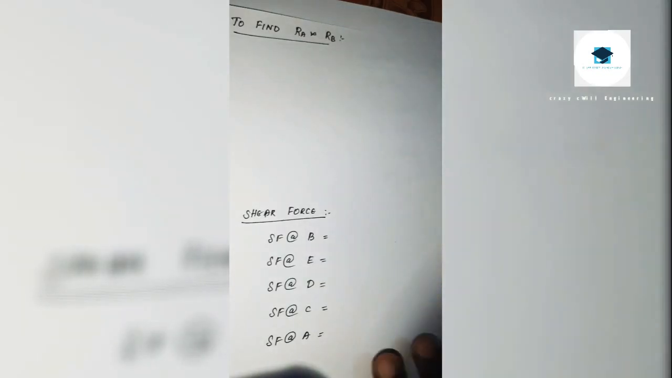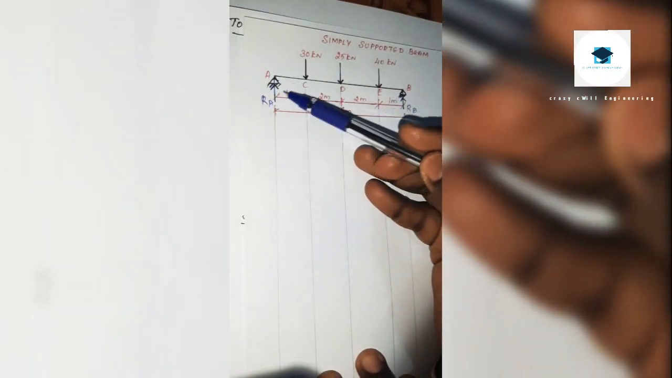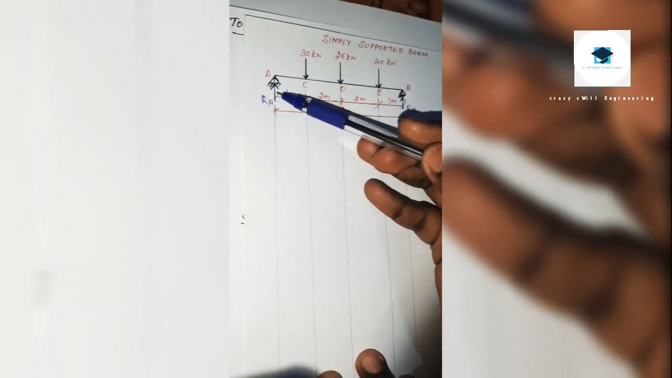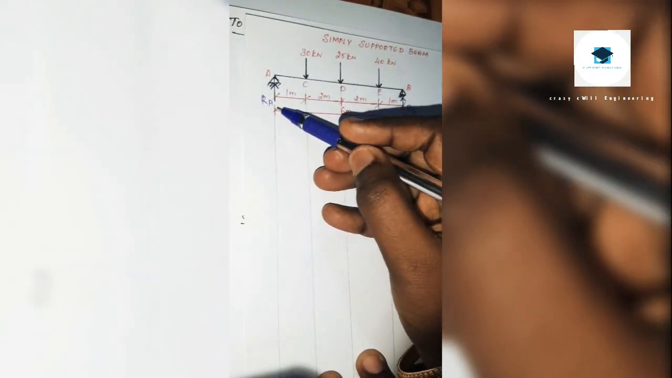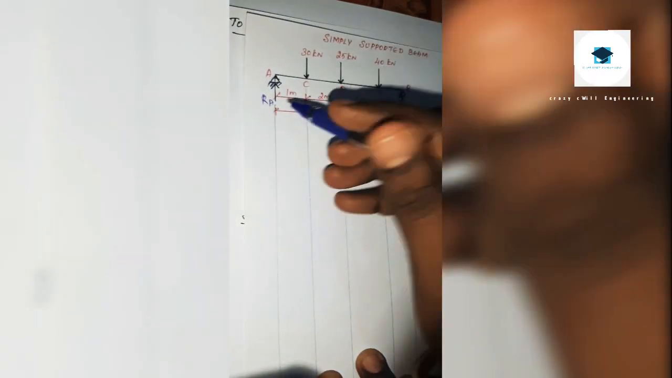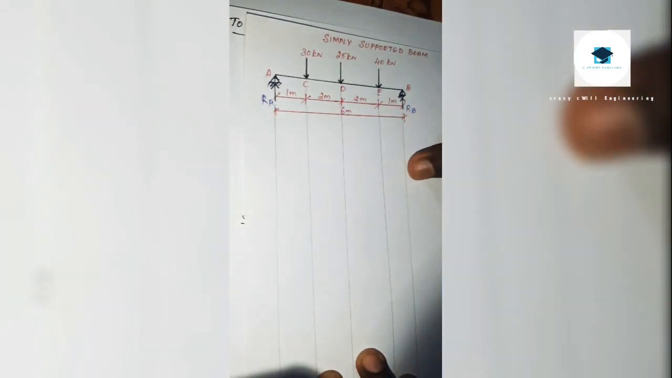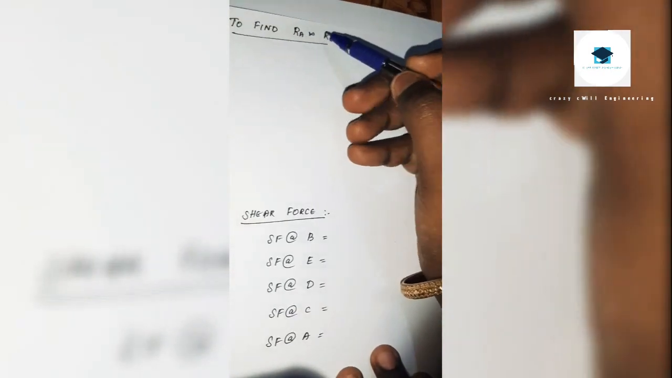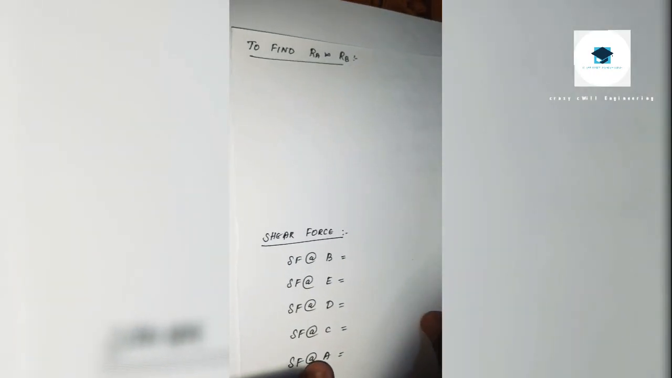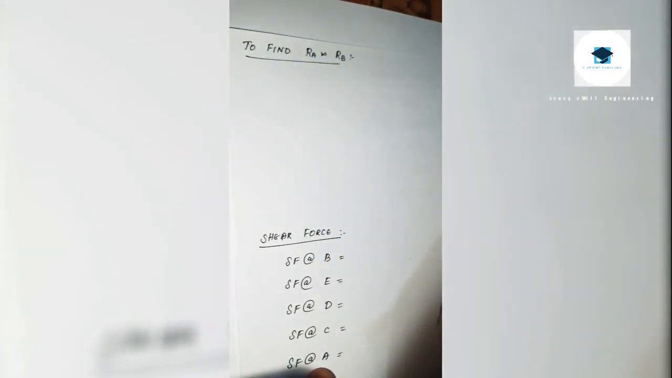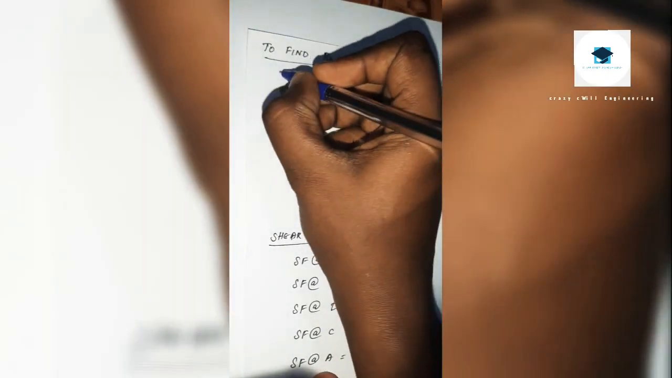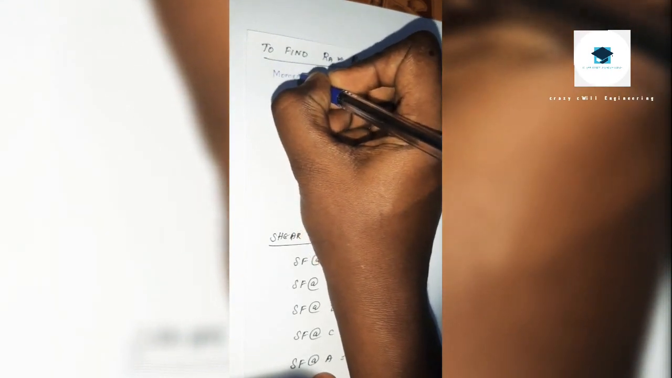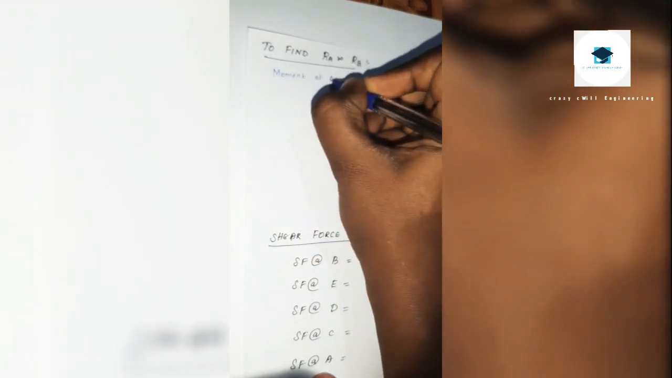Next, to find reactions RA and RB. Due to the simply supported beam, it gives one reaction at each support. So the reaction at A is RA, reaction at B is RB. We have to find out these two terms, RA and RB. To find the reactions, we have to take moment at A.